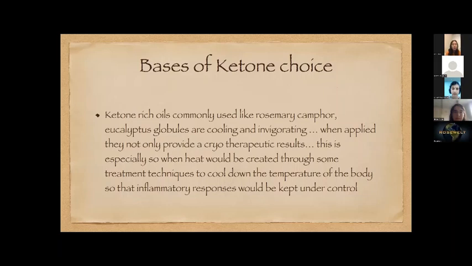A few years ago, I talked about the treatment protocols for rheumatoid arthritis. The rheumatoid arthritis patients like to feel good, because their body was hot and they want it to be cool. So ketone-rich oils, like a peppermint cream, will bring them very good results, not in relieving heat, but in making them feel good and energetic, feeling well too.